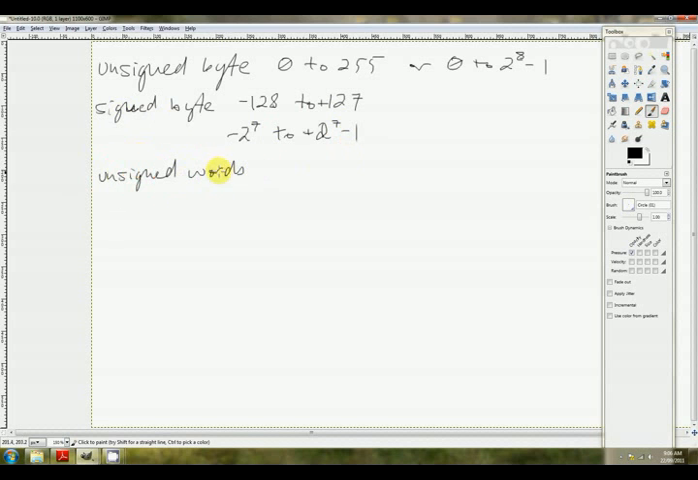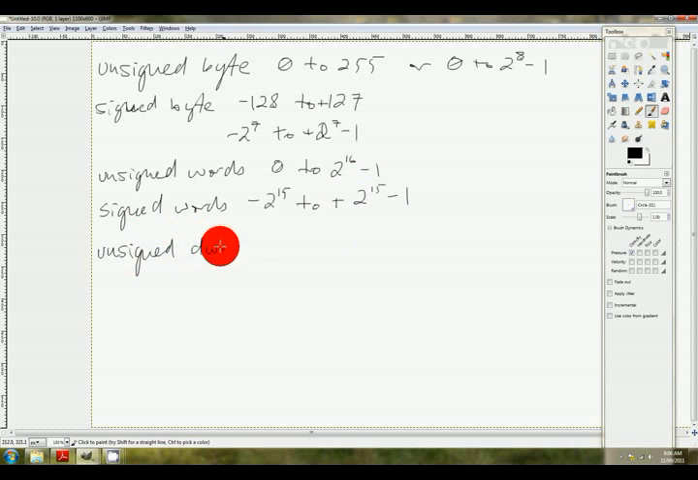So unsigned words, these are unsigned short integers in C++, can range from 0 to 2 to the power of 16 minus 1, because I've got 16 bits. And signed words range from negative 2 to the power of 15 to positive 2 to the power of 15 minus 1, because we're using one bit as a sign bit. And of course we've got unsigned D words, double words, and they range from 0 to 2 to the power of 32 minus 1. It's a gigantic number, 4 billion or something. And of course we have signed D words, which range from negative 2 to the power of 31 to positive 2 to the power of 31 minus 1.